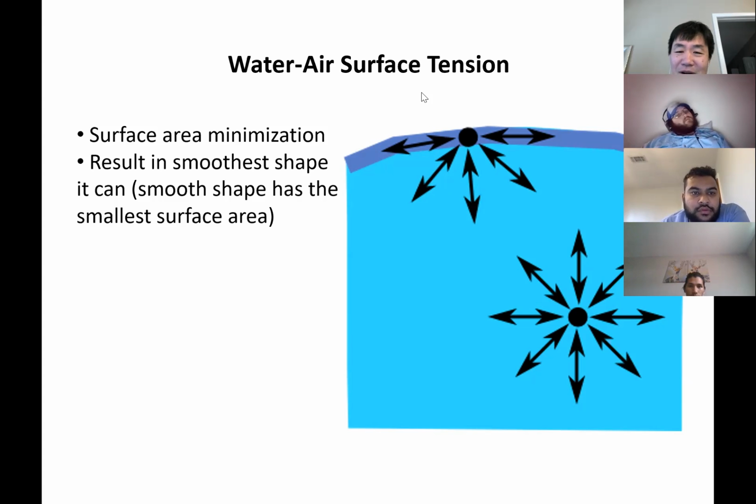So what about on top of it? There's no molecule on top of it. So there's no attraction force from the top. No pulling force from the top. So only pulling force from the bottom. In the bottom, the more molecules are trying to pull this surface molecule down.